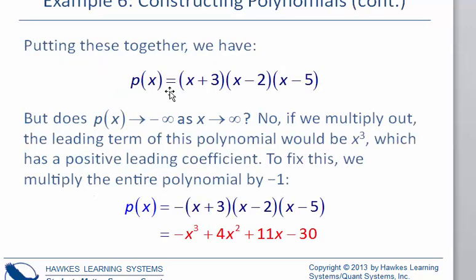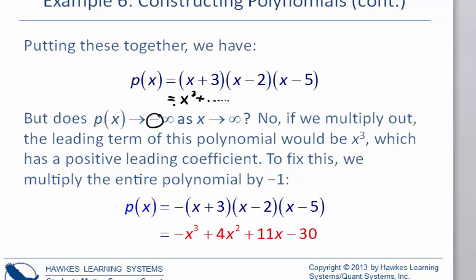All right, so here is our function, x plus 3, x minus 2, x minus 5. This is what we have so far. Our question is, does the function approach negative infinity as x approaches infinity? And the answer to that is no, because if we multiply it out, as we've already talked about, the leading term on the polynomial will be x cubed, and then we're going to have some other terms. And the fact that that x cubed is positive means that it's going to be approaching positive infinity, where we want it to approach negative infinity.